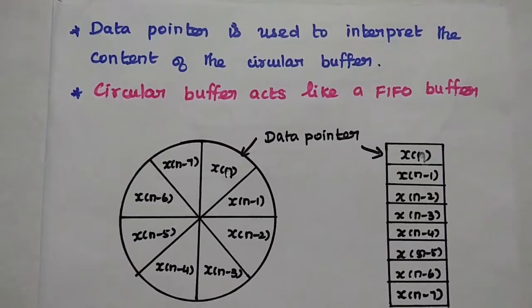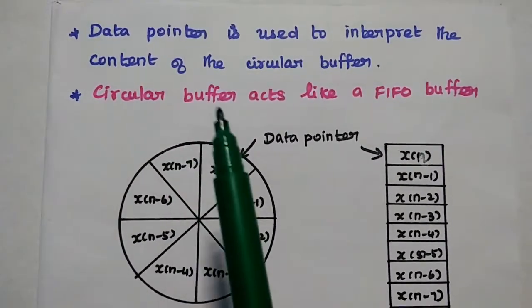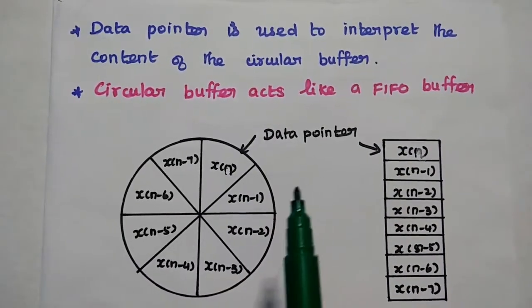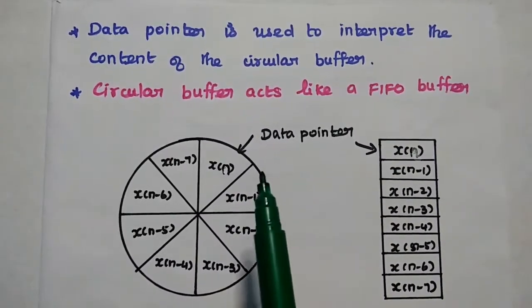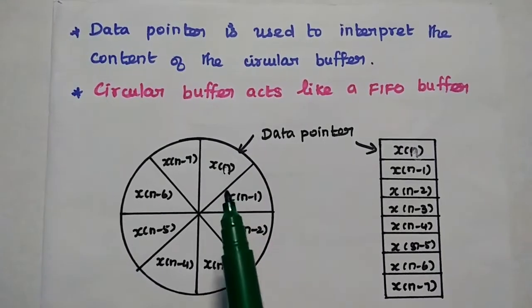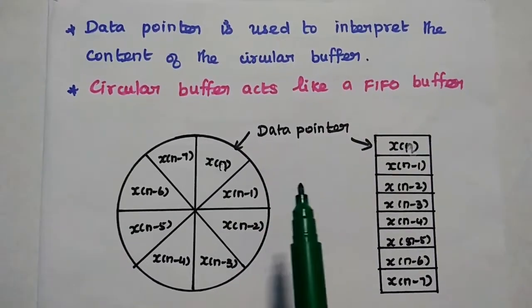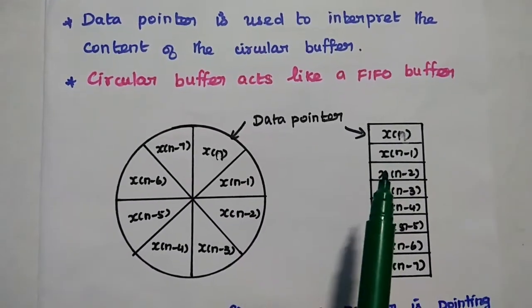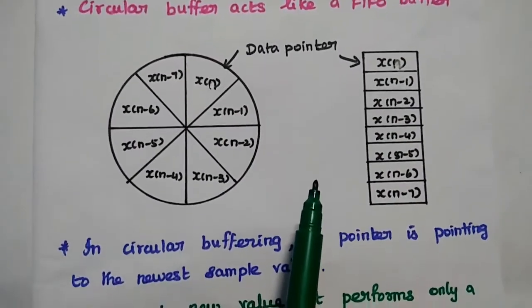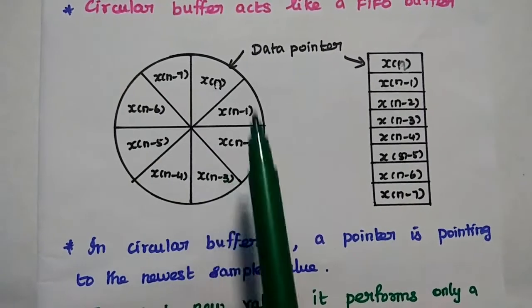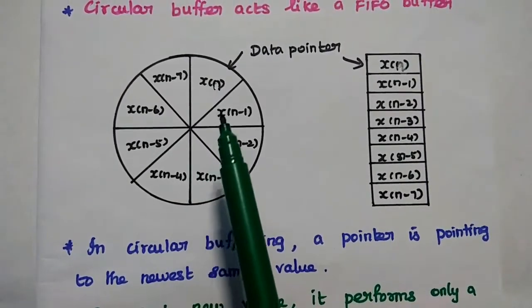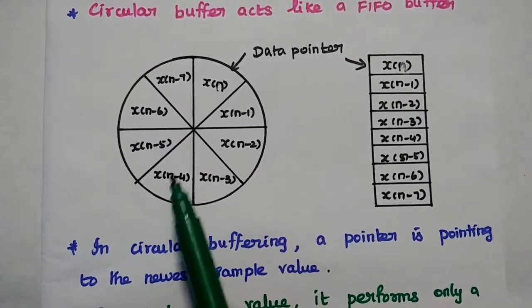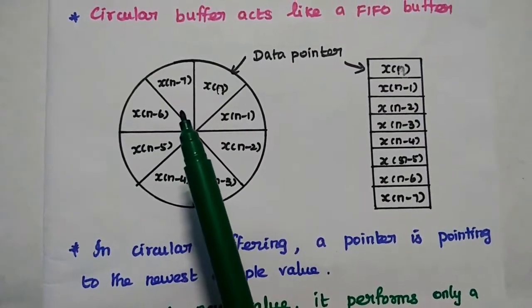In this circular buffering method we are going to use a data pointer which will interpret the content of the circular buffer. So the data pointer always points to the newest data inserted to the storage location. The circular buffer acts like a first in first out buffer. So here we can consider 8 storage areas. These values are x of n minus 1, n minus 2, n minus 3, n minus 4, n minus 5, n minus 6, n minus 7.